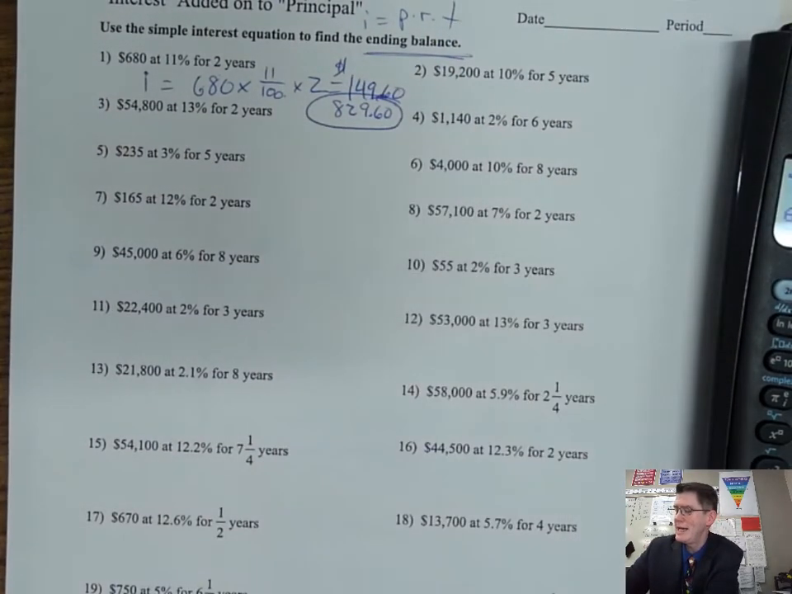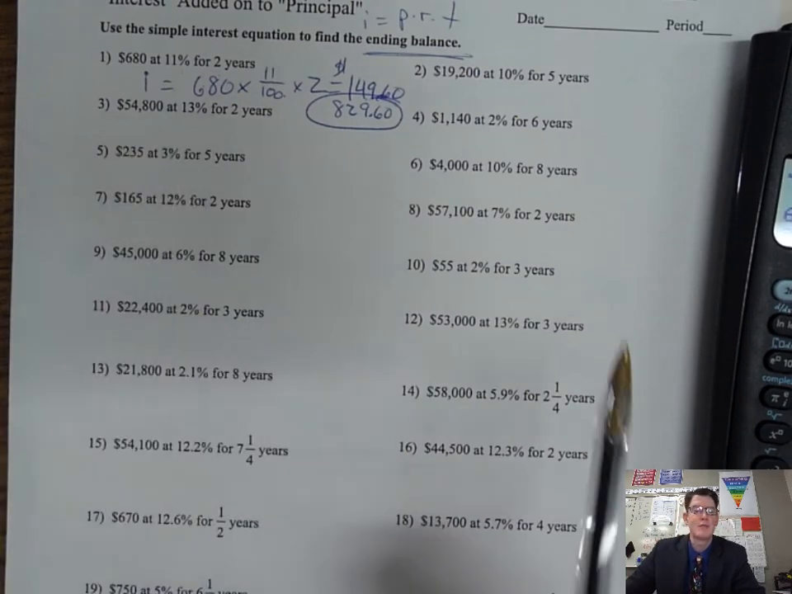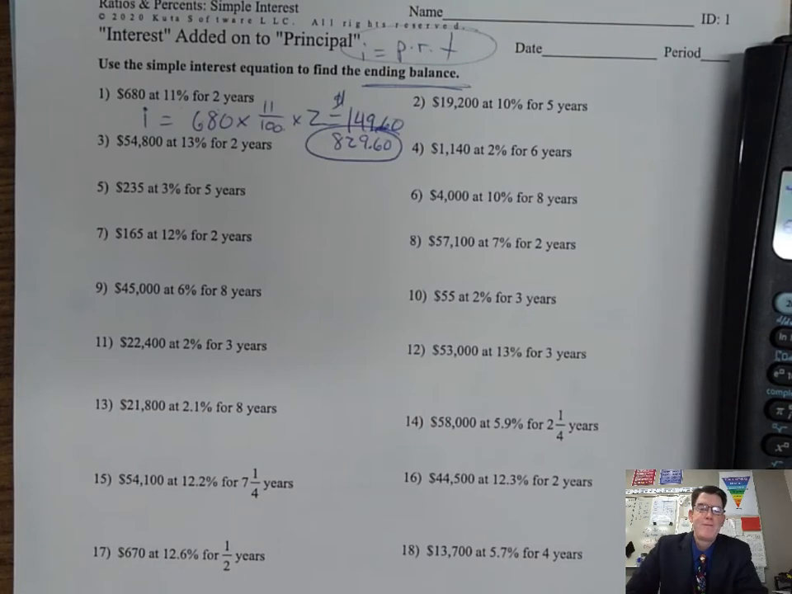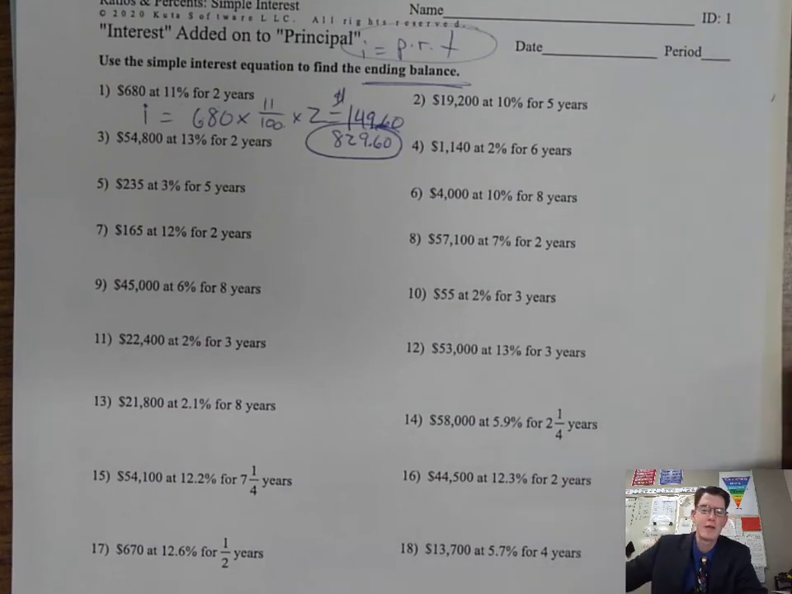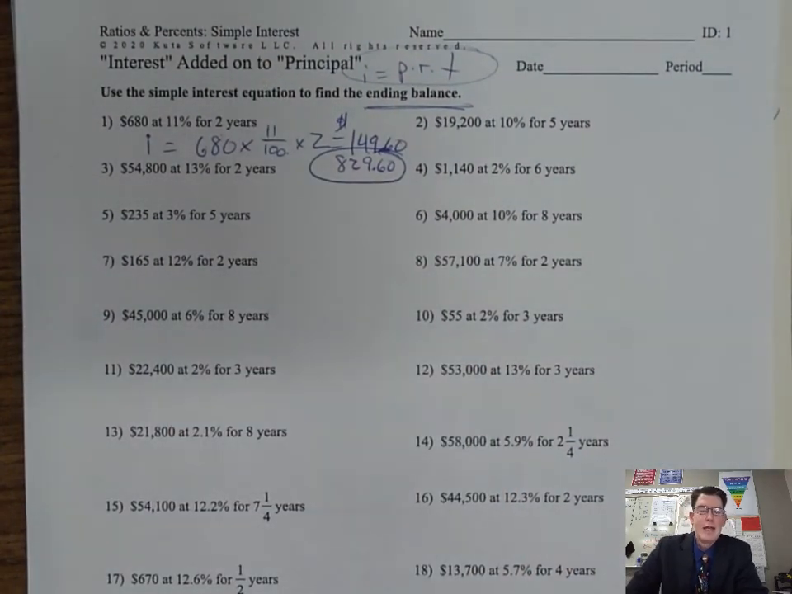That's the ending balance. So on each one of these, to find the interest, you just take the principal times the rate times the time. IPRT. If you can memorize IPRT, you'll be completely ready for the test. No, I'm not hiccuping. IPRT. It's the equation for simple interest.